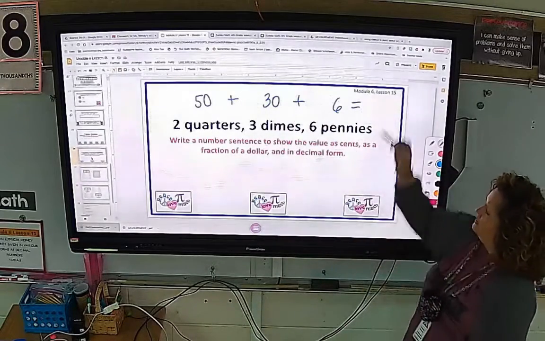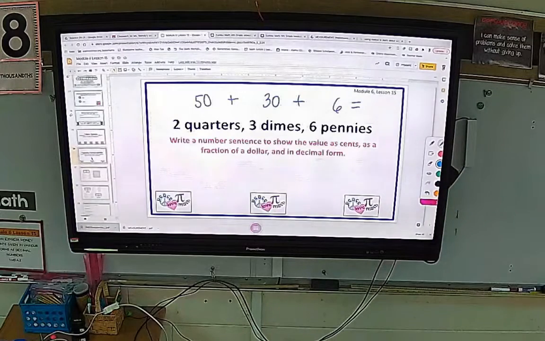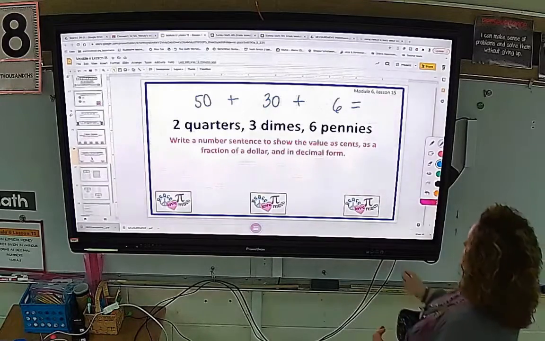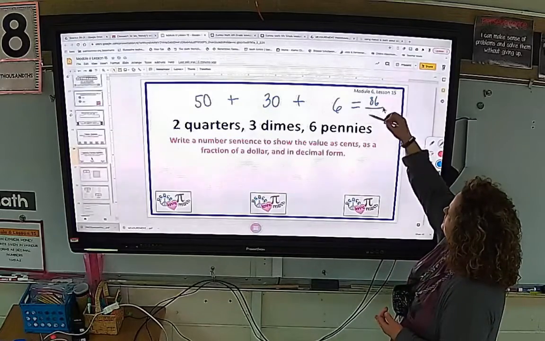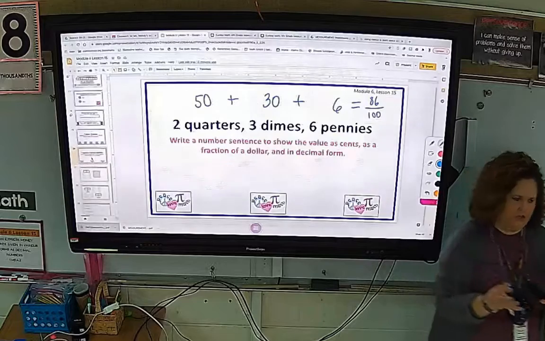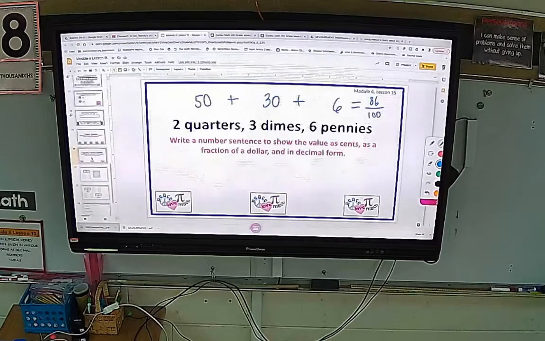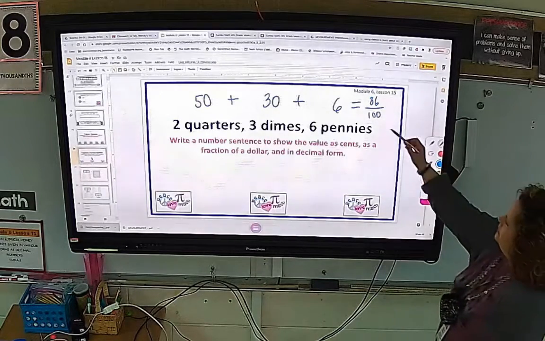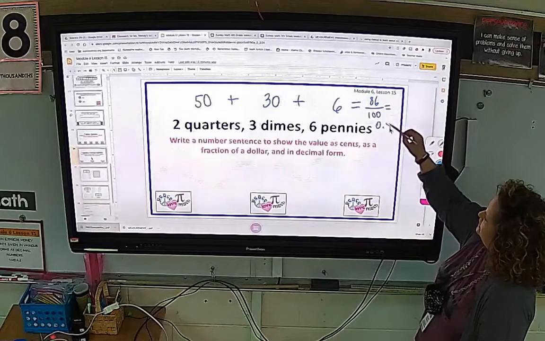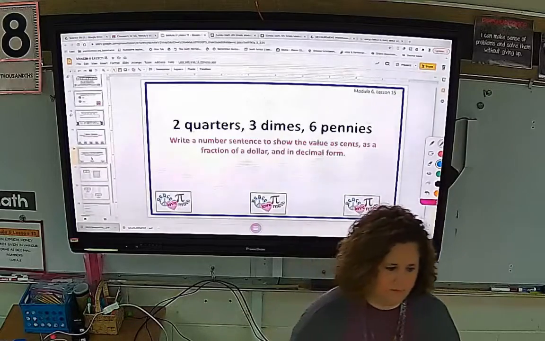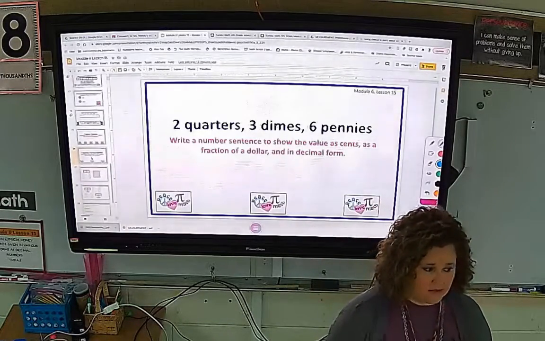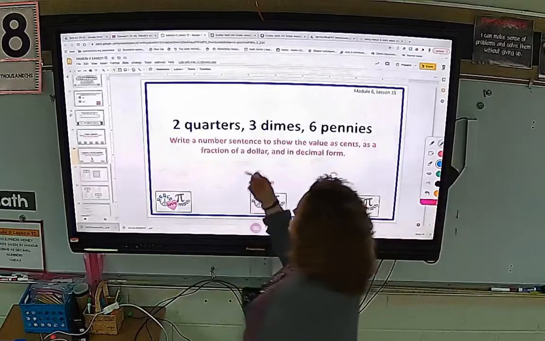Now you have to remember we're going to write our answers as a fraction and as a decimal. So as a fraction, what would our answer be? Will, what would our answer be as a fraction? 86 hundredths. It's still hundredths because all this change, it still takes 100 cents to make $1. Okay, what would the decimal then be, everybody? 0.86. Now, it can be very simple, and yet people get confused by it and make mistakes with it all the time.